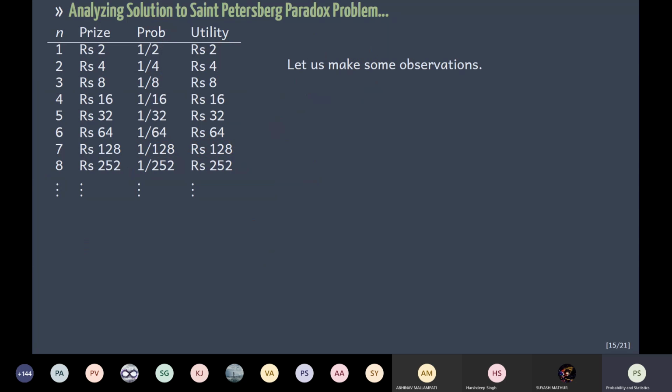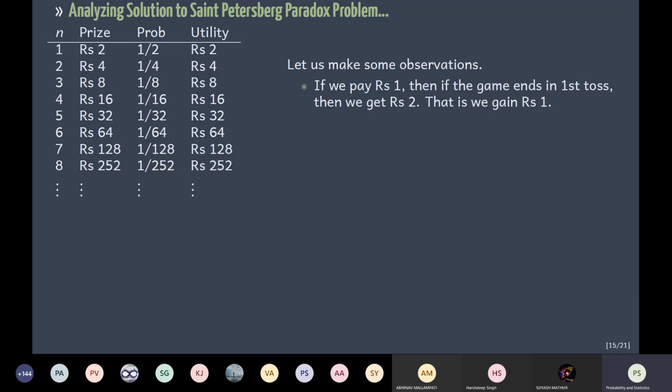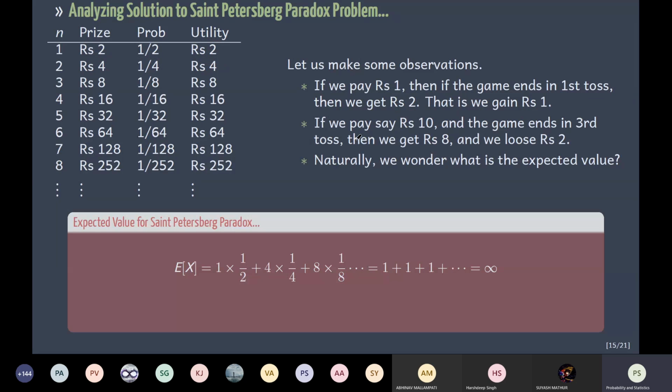So let us make some usual observations that I have just told you. It's just a recap, for those who cannot watch the video, they can go through the slides. If we pay ₹1 and the game ends in the first toss, then we get 2 rupees, so the profit I make is 1 rupee. If we pay, say, ₹10, and the game ends in the third toss, then I only get back 8 rupees, so I lose ₹2.